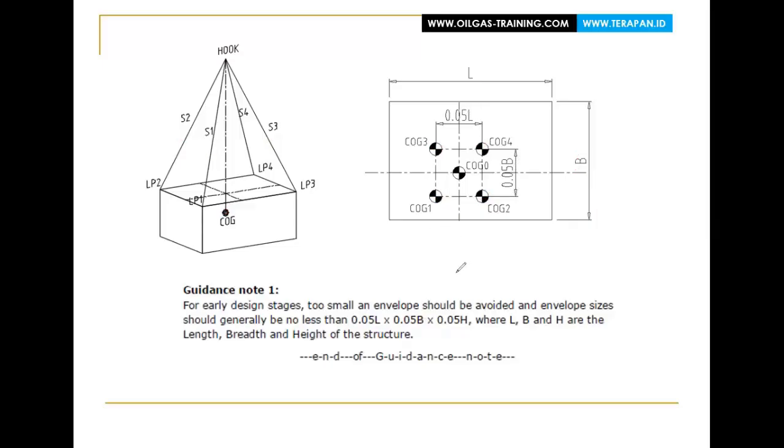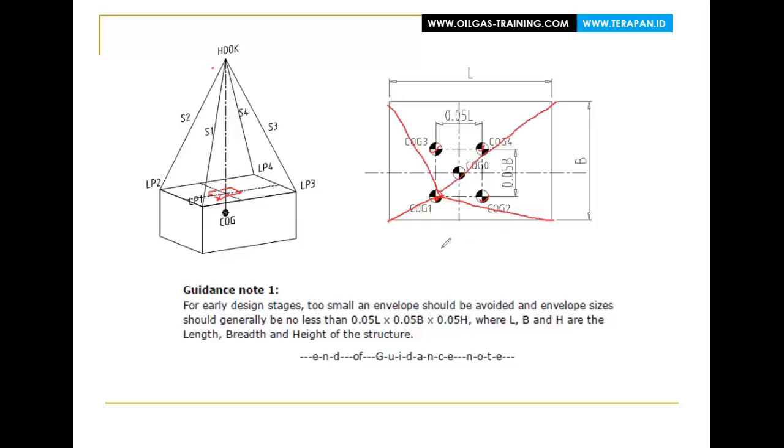So when you use this envelope system, it means you have to consider the sling tension that occurs when the hook point is here. COG 1, 2, 3, 4. For example, we use COG1. This means that this hook point is here, meaning COG1 is here. It means that the sling is in a position like this.